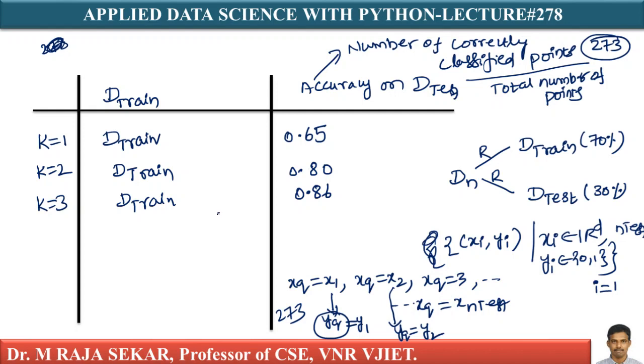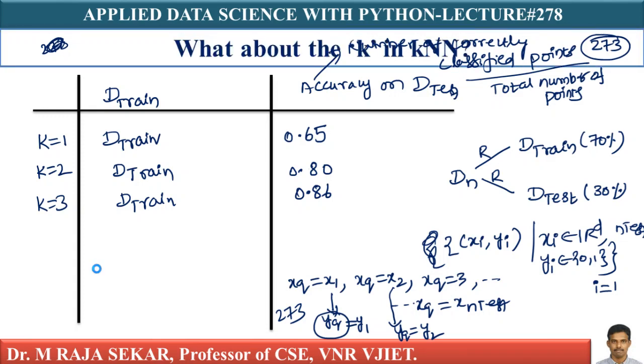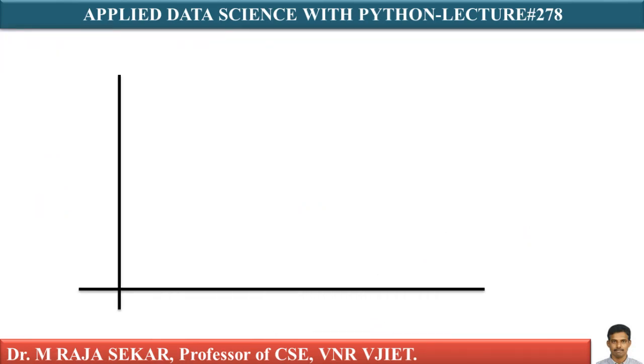Now let's draw on the x-axis. Just see this particular diagram. What I am doing on the x-axis, I am taking values of k equal to 1, k equal to 2. Just see, I am plotting this graph.